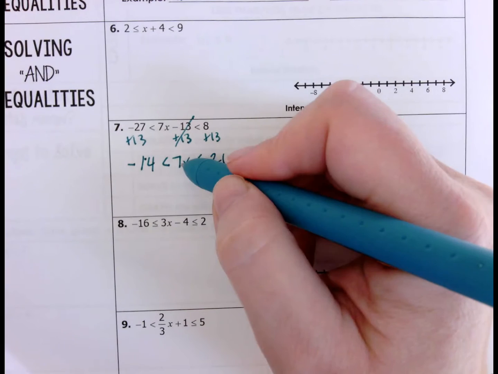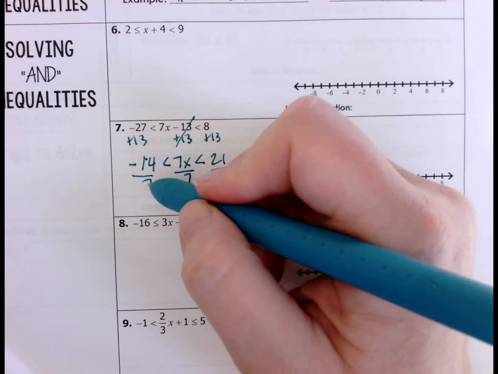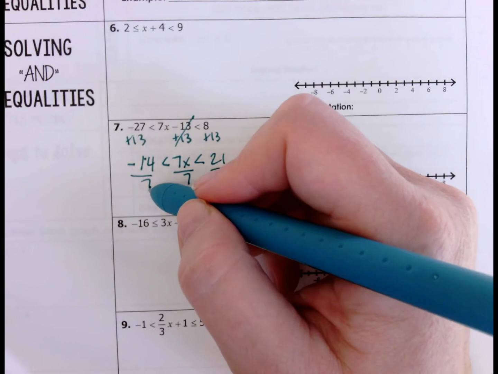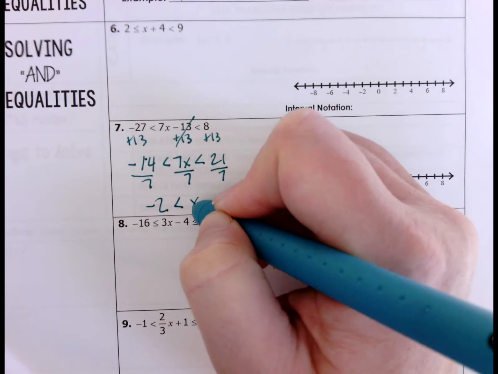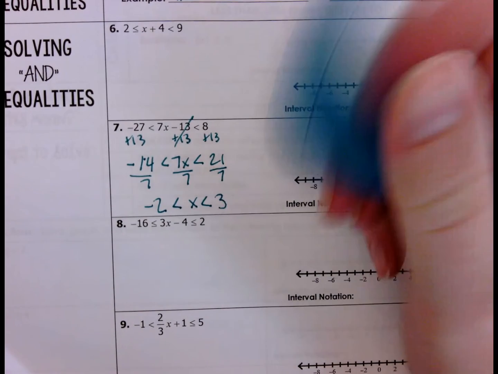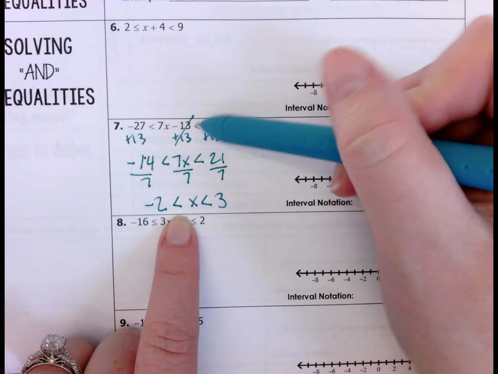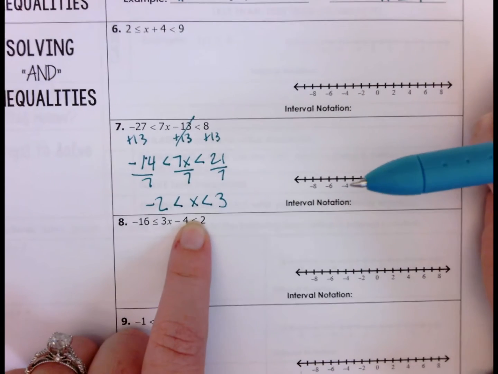And then now to get that x by itself, I divide by 7, and I divide everything by 7. Okay, and again, I'm dividing by a positive number, so nothing changes. So it's going to be negative 2 is less than x is less than 3. Okay, and so when our problems are written like this, our answers already come out in that condensed form. So that's nice, and we don't have to worry about it.